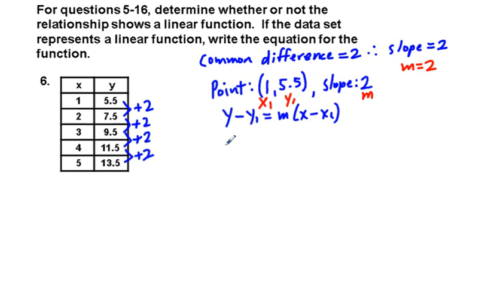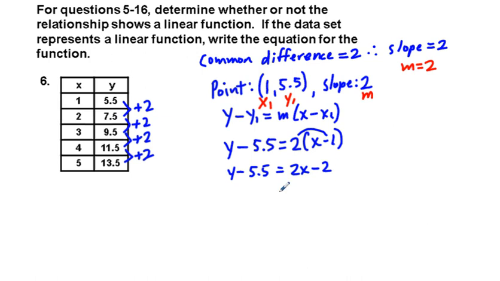And so just writing it out here, we have y minus y1, which is 5.5, equals our slope of 2 times x minus x1, which is 1. So we can now distribute on the right side of this equation. So we have 2x, and then 2 times negative 1 is going to be minus 2. And now to solve this for y, if we add 5.5 to each side of the equation, we end up with y equals 2x, and then negative 2 plus 5.5 is going to be plus 3.5.